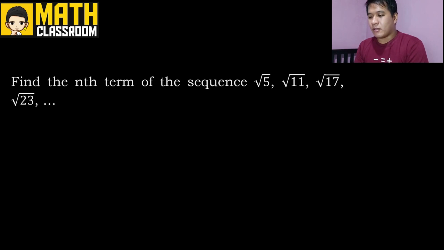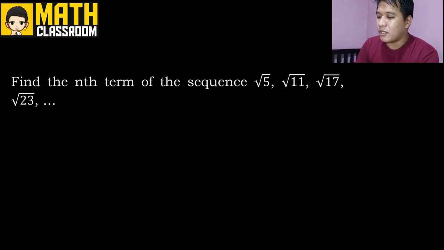Example number 3. Find the nth term of the sequence: square root of 11, square root of 17, square root of 23, and so on. Again, sa unang tingin natin, dahil may mga square root siya, parang medyo mahirap siyang sagutan. Pero dahil nga, may mapapansin kang parang common difference.